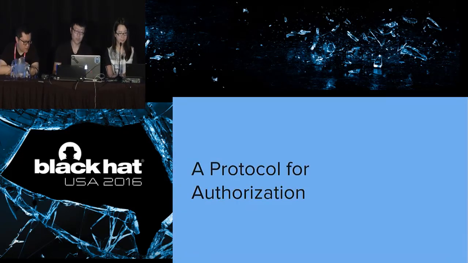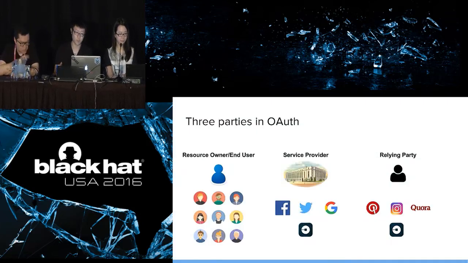So OAuth is actually a protocol for authorization. There are 3 parties involved in this process. The first one is the end user, who we also call the resource owner, who actually owns the resources. The second one is the service provider, who stores or controls the resources the user has. And the third one is the relying party, who wants to get the resources from the user.